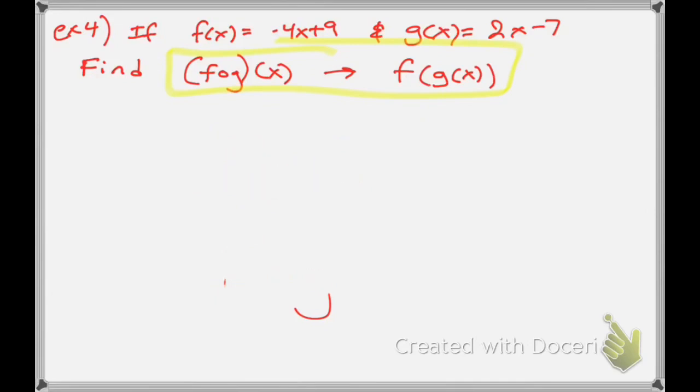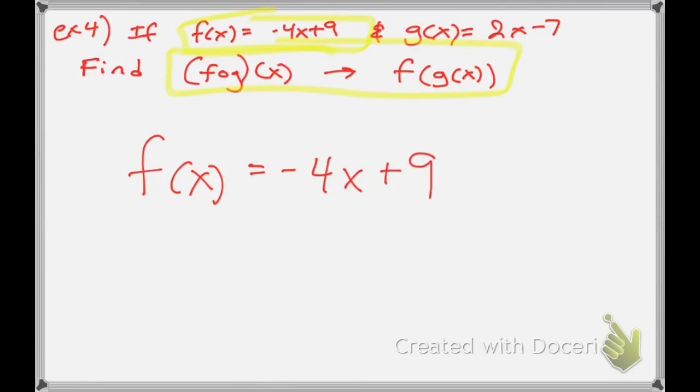So to solve this, notice that I don't have a number. I just have the variable x. So all I'm going to be doing is just simplifying the problem. It's kind of backwards from the last one, but now I'm going to write the f function first. So I'm going to take f of x, that's equal to negative 4x plus 9. But the trick is that wherever I see my variable x, I'm going to replace it with the function g of x.